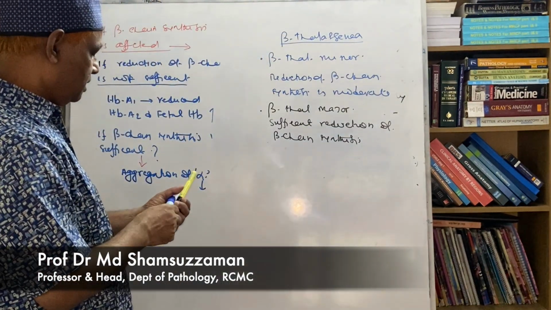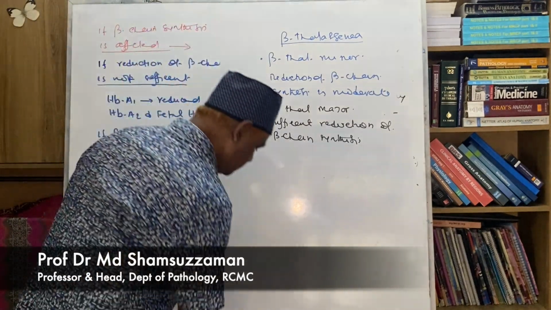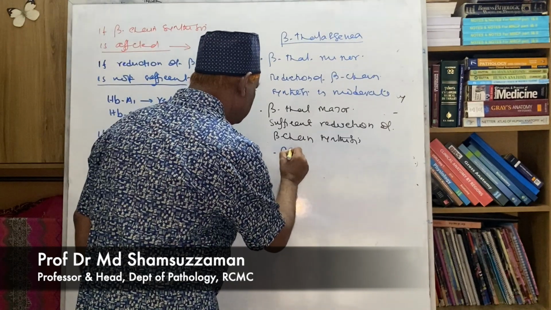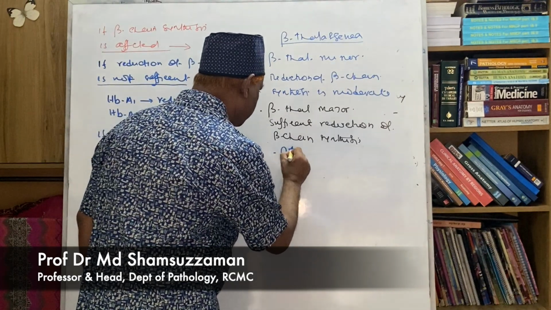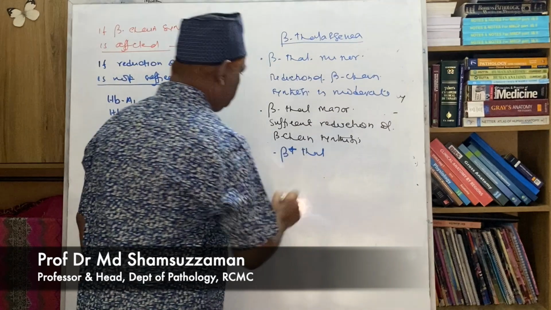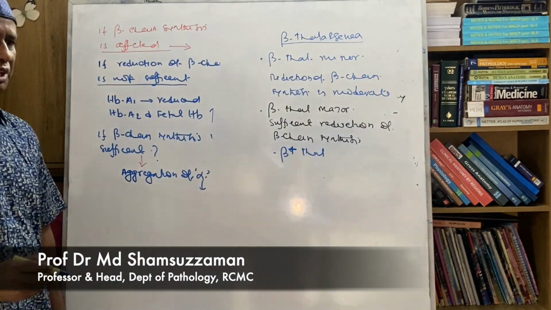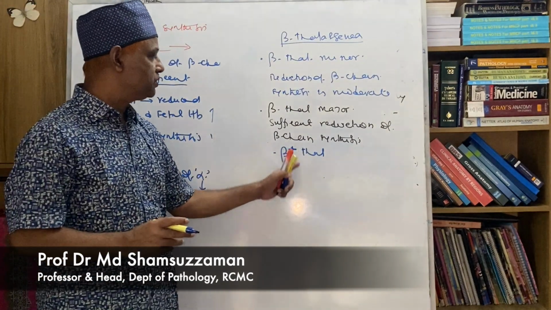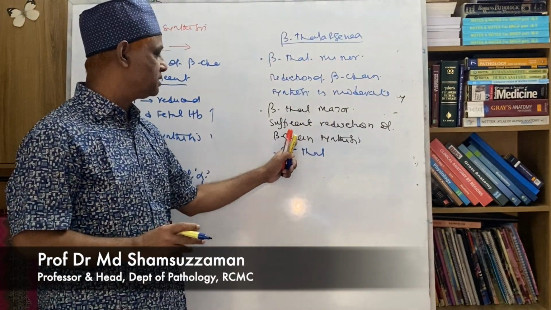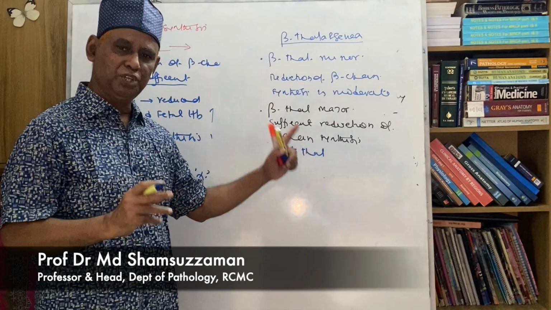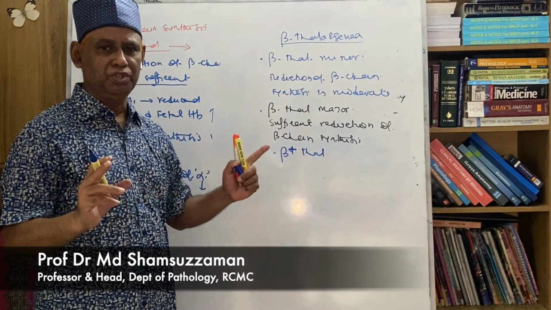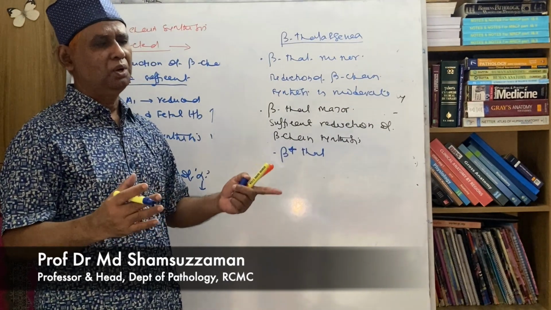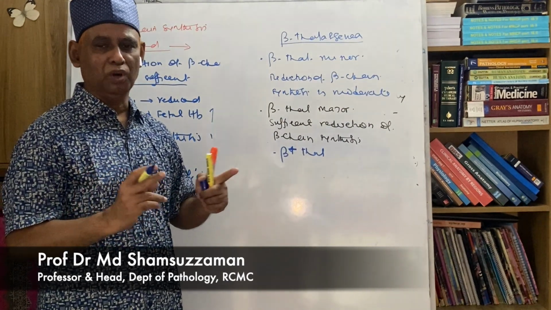This beta thalassemia major is again classified into two. It may be beta plus thalassemia major. What does it mean? It means the reduction of beta chain synthesis is sufficient but not almost zero. There is sufficient reduction of synthesis of beta chain, but it is not almost zero.